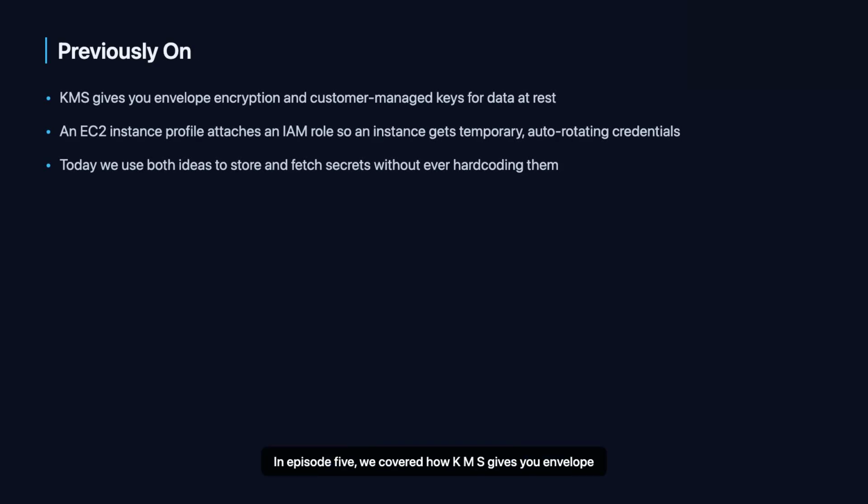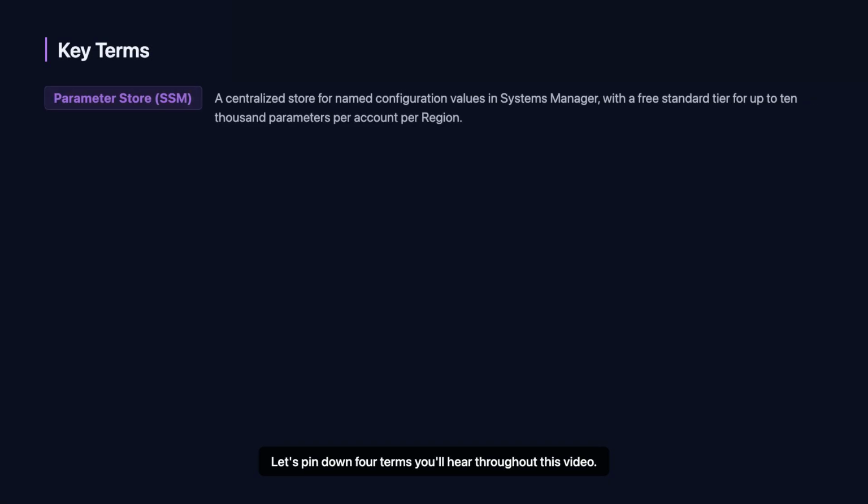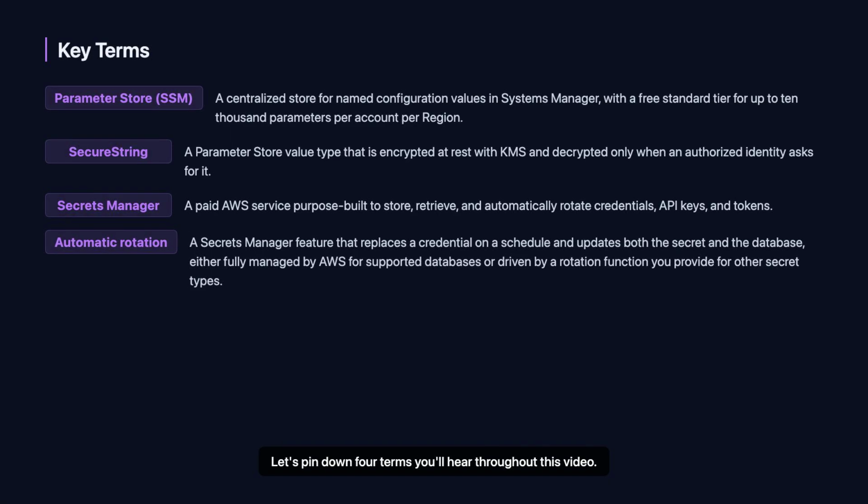In Episode 5, we covered how KMS gives you envelope encryption and customer-managed keys to protect data at rest. And back in Episode 2, we saw how an instance profile attaches an IAM role to an EC2 instance. So that instance gets temporary, auto-rotating credentials with no keys stored anywhere. Today we lean on both of those ideas to store secrets and fetch them at runtime, without ever hard-coding a password. Let's pin down 4 terms you'll hear throughout this video.